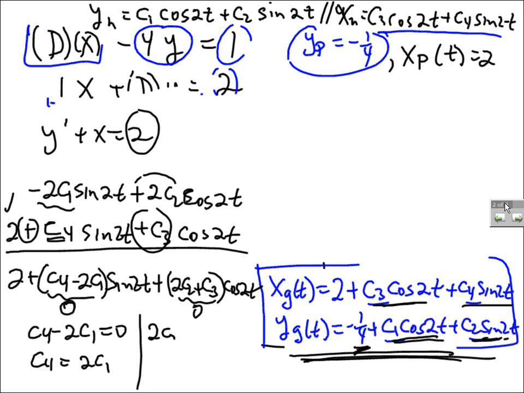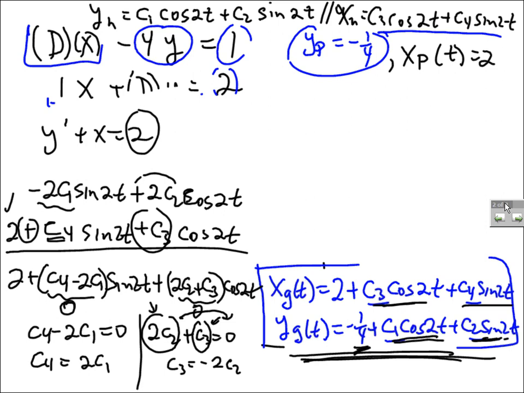And if you have 2c2 plus c3 is 0, if you add 2 quantities and you get 0, then they differ by signs. If this is c3, then that must be negative c3. Or just bring that to the other side. c3 is negative 2c2.